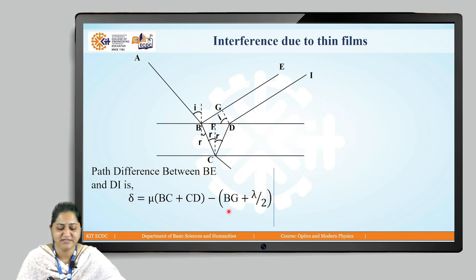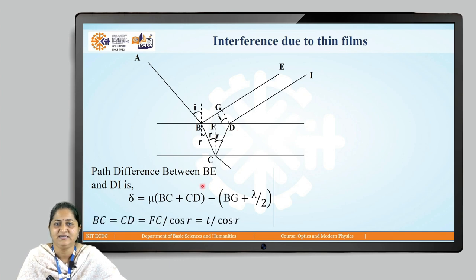Now from this equation itself, we cannot actually find out path difference. So we have to convert this equation into measurable quantities. Just by looking at interference, we cannot have the values for BC, CD and BG. So we have to write it in the form of measurable quantities, so we have to find out expressions for BC, CD and BG. To find expressions for BC and CD, we have to consider these triangles, triangle BFC and triangle DFC.